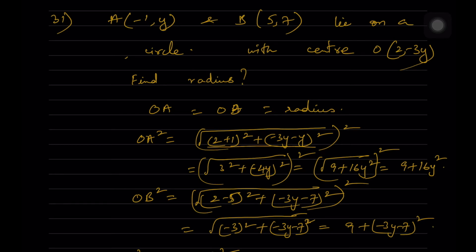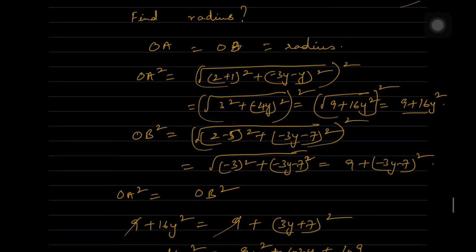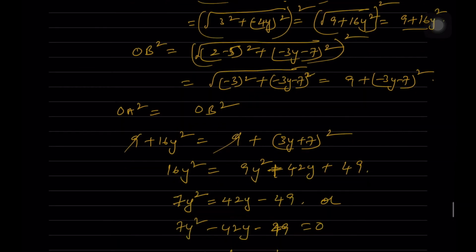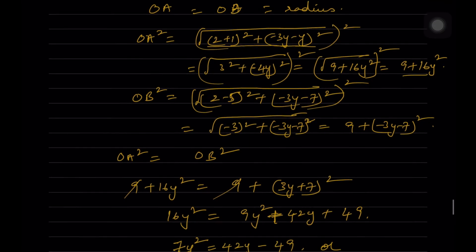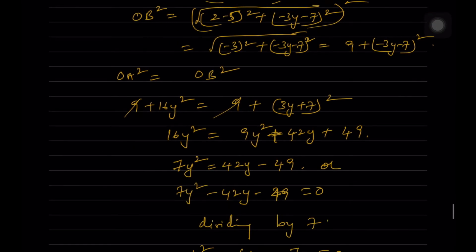So now using x2 minus x1 whole square plus y2 minus y1 whole square, that formula. So 2 plus 1 whole square plus minus 3y minus y whole square. So using that I got it as 9 plus 16y square. So then I got this as 9 plus minus 3y minus 7 whole square. So when you are equating both of them, I can cancel out 9. So when I cancelled out 9, I got this value.